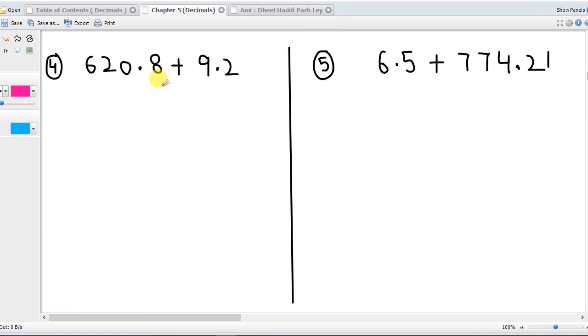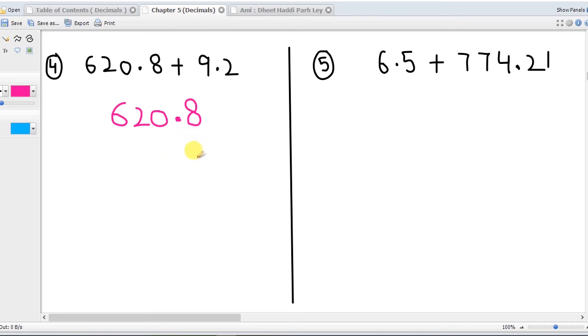Okay, next question number 4. In this question has been written for you in a horizontal way. Now you have to figure it out by yourself. So first we are going to write them in a vertical way. So it becomes 620.8. And the next number is 9.2. Now where should I write this number 9.2? Either here like this or here like this.